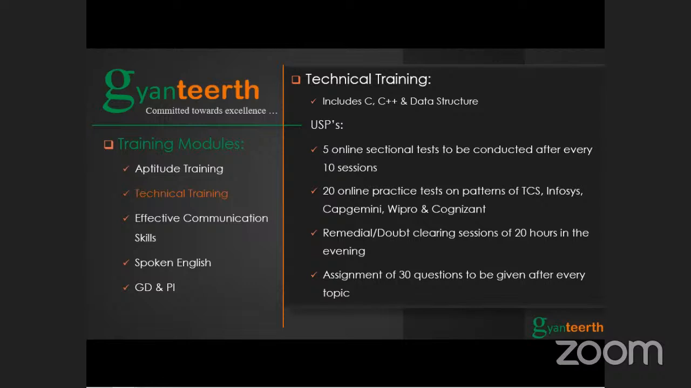Okay. So what we do is we take 5 online sectional tests that we take after every 10 sessions. Okay, after every 10 sessions, we consider one session maybe depending upon the topic can be of 1.5 to 2 hours. All right, so we take the online test after every 10 sessions. Then 20 online practice tests on the paper patterns of TCS, Infosys, Capgemini, Wipro and Cognizant.